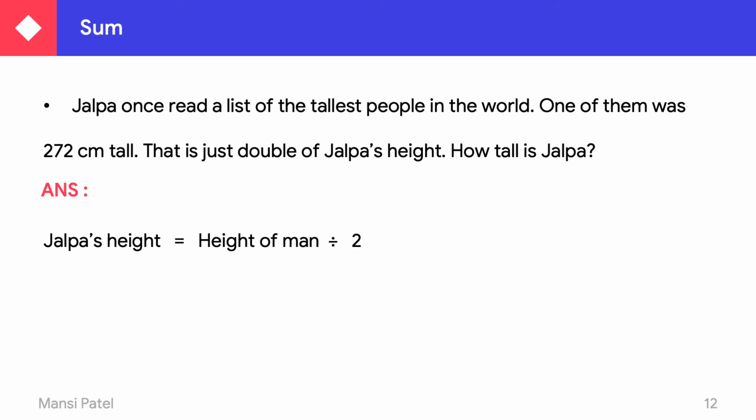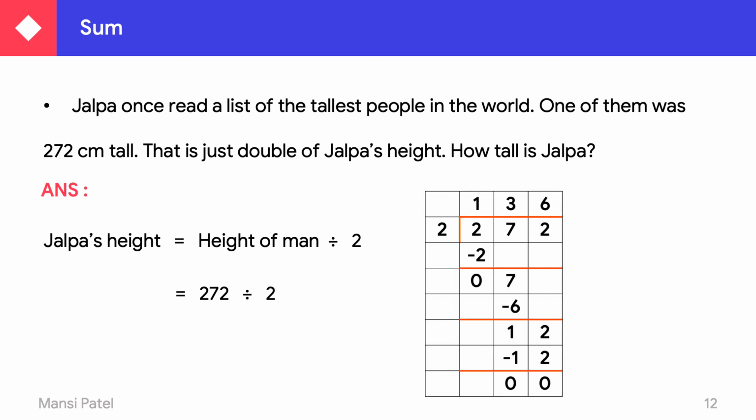Let us see. Here we have to find out Jalpa's height. So Jalpa says that the height of that man is double of hers. So what do we have to do? We just divide by 2. So we get Jalpa's height. So the height of that man is 272 divided by 2. You have to just do the division. 272 divided by 2 becomes 136 centimeter. So what is Jalpa's height? We can say that Jalpa's height is 136 centimeter.